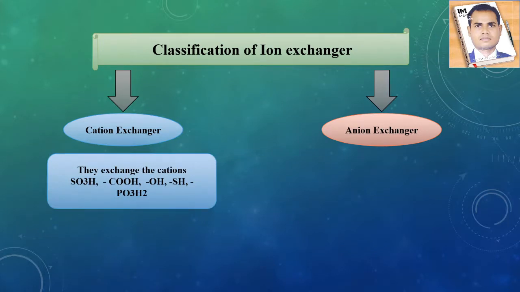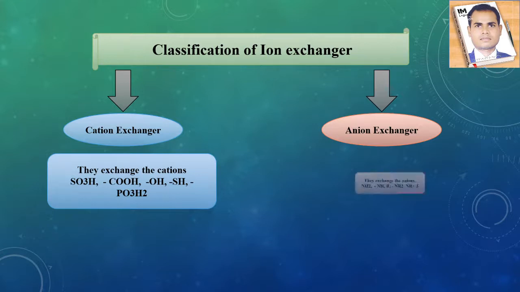So, for example, you can take SO3H minus, COOH, minus OH, minus SH, and this kind of minus PO3H2. So this cation exchanger we can use as an ion exchanger.